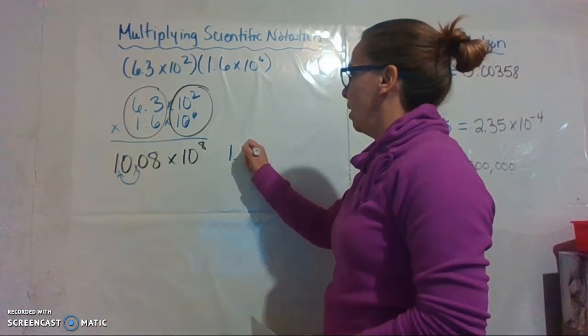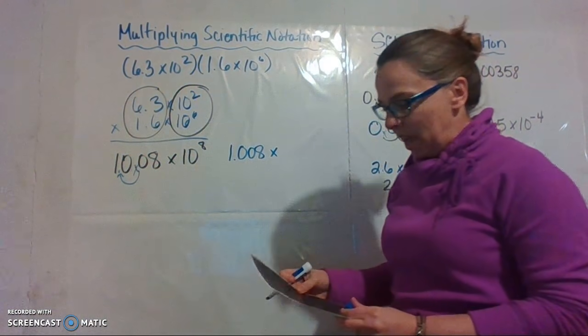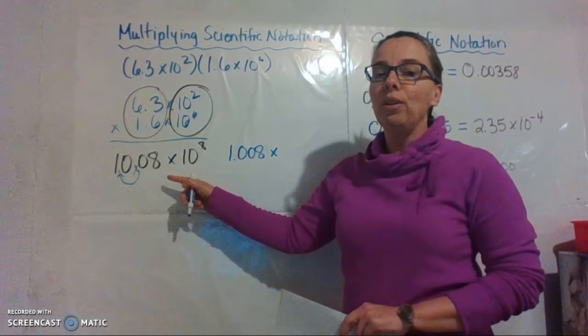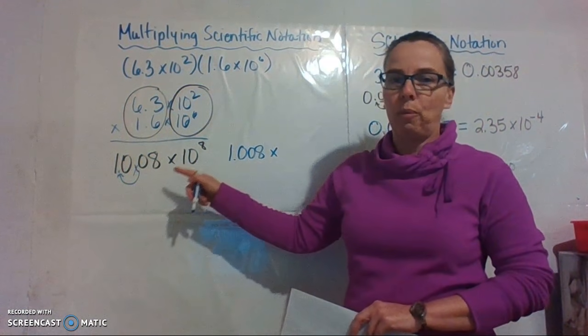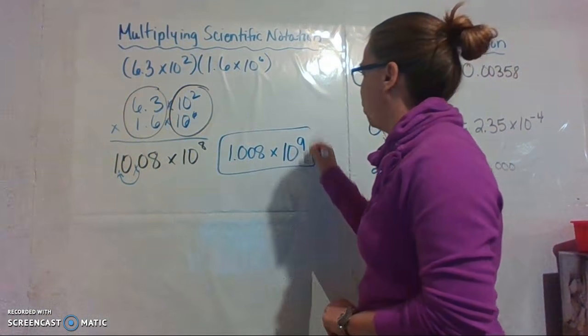So 1.008 times. Now, because I moved my decimal point, I have to adjust my power. I added one more place that you're going to have to move your decimal point. So now this is going to become 10 to the 9th as your final answer.